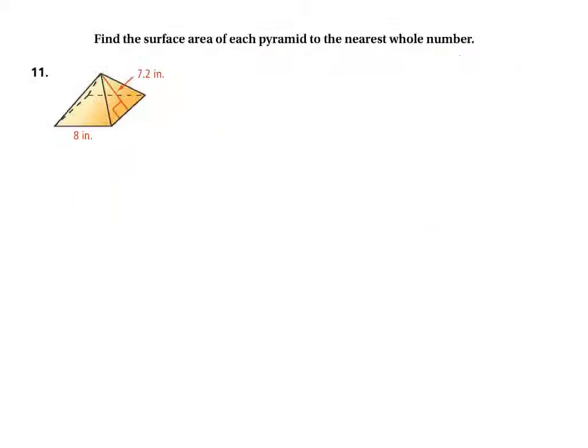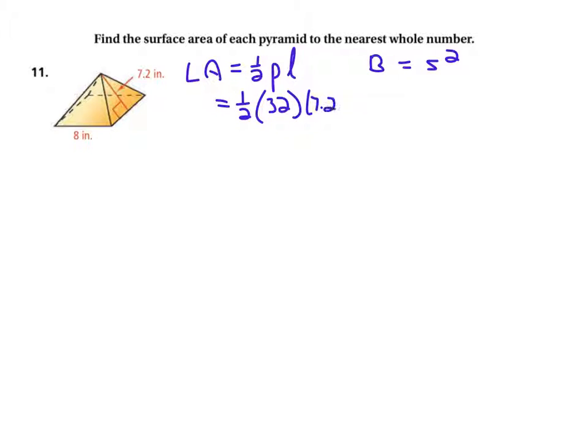Let's do one more of these. All right, so writing in the formula, we would say the lateral area is going to be equal to 1/2 the perimeter times the slant height. And the base is going to be, since it's a square base, we're just going to say the side length squared will give us the base. We'll add them together. Okay, so let's see. We've got 1/2. What's the perimeter? Well, if each side is 8, then we have a perimeter of 32 because it's a square. And what's the slant height? It is 7.2.